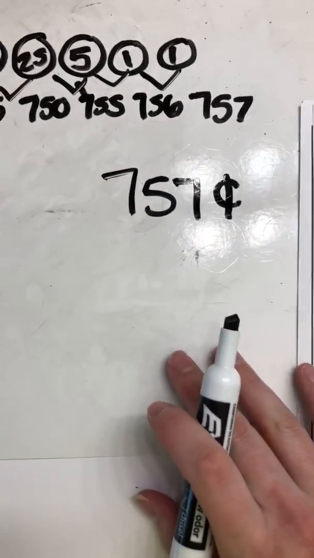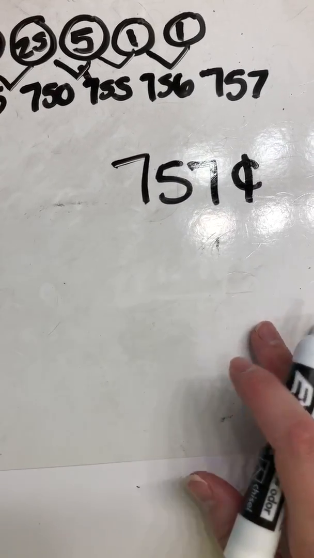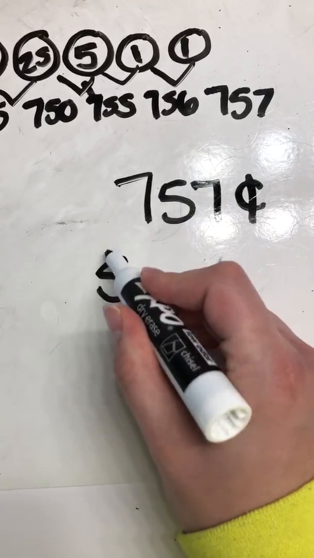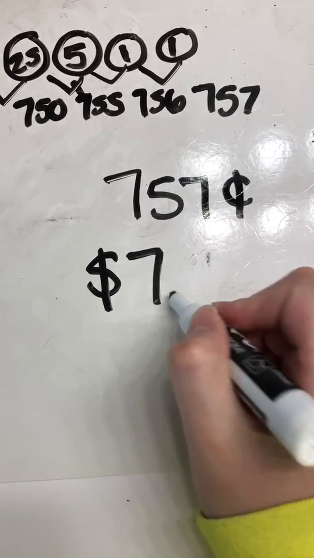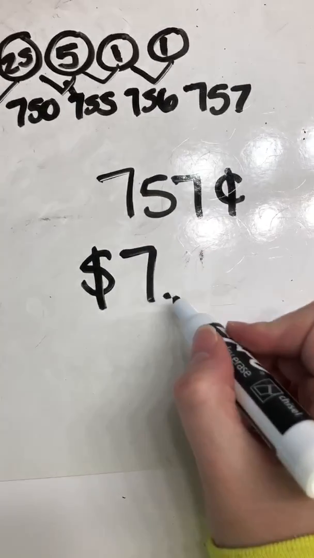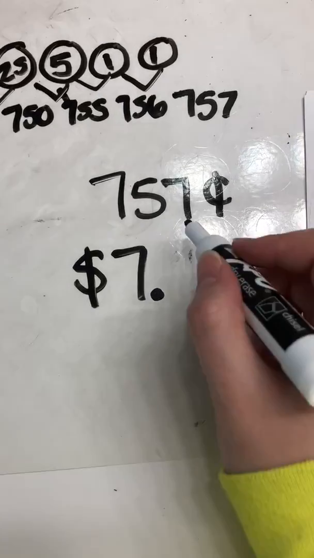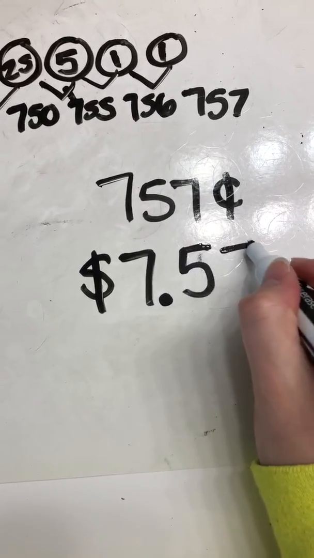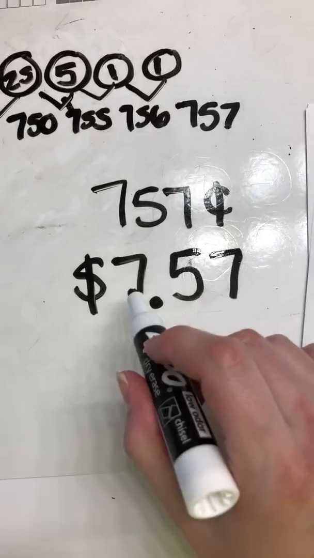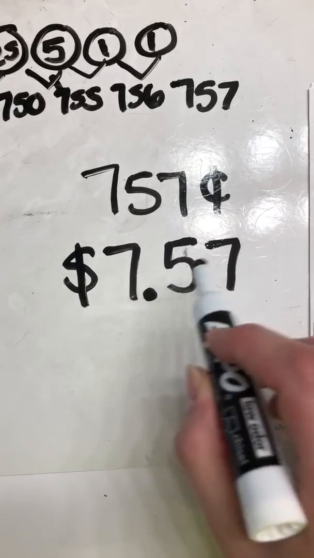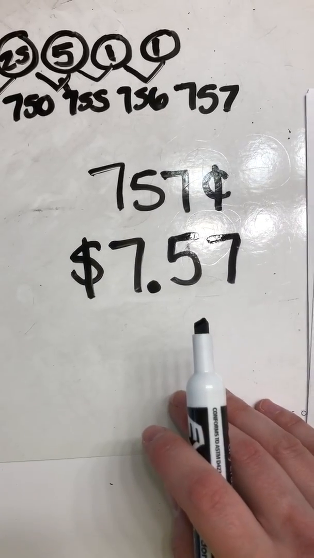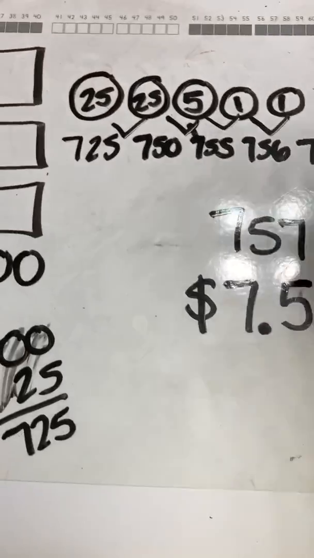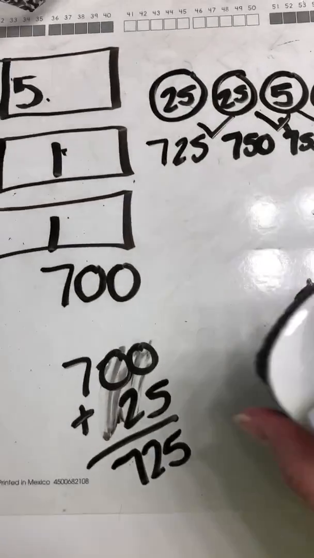But how would we want to write that better? We would want to write that into dollars, and we would have $7. Remember, $7 with the decimal, and 57 cents. So that shows we would have $7.57.